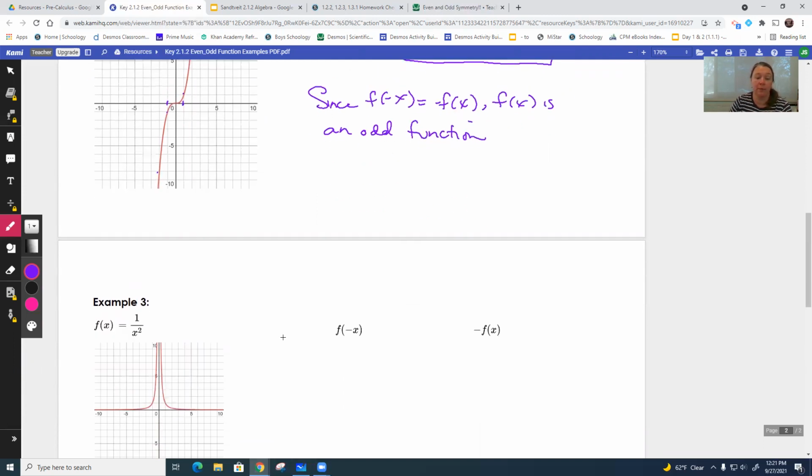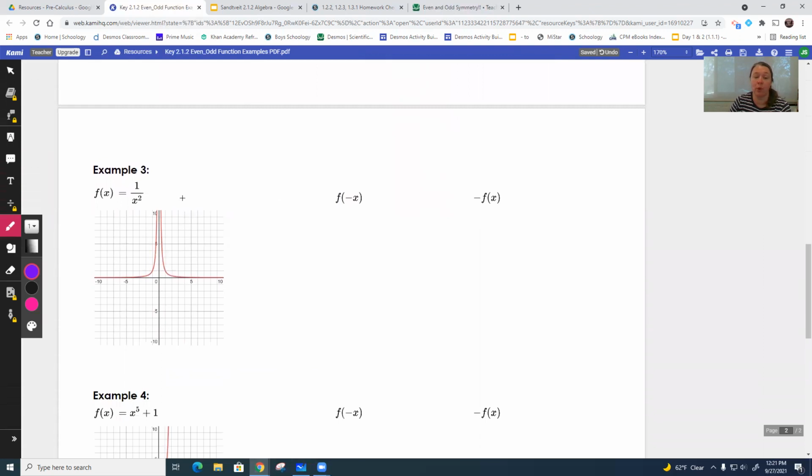Okay. So for example 3, this was one of our parent functions from way back at the beginning of the year, which you may or may not remember. This is what it looks like. You don't necessarily have to graph it, but sometimes it gives you an idea of if it was even or odd. And so for this one, if I want f of negative x, that means in place of the x here, I'm going to substitute in negative x. So I would have 1 over, and then in parentheses, negative x squared.